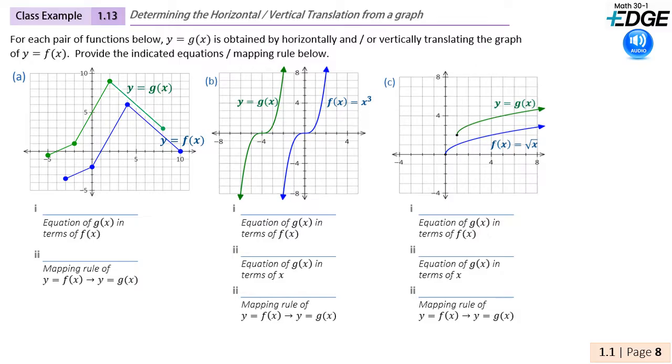In class example 1.13, we'll be given an original graph and its transformed graph. We'll need to determine the translations that have taken place, and then we'll write the equation of the transformed graph.